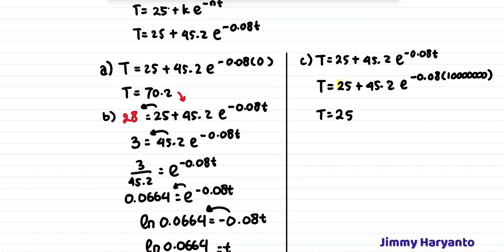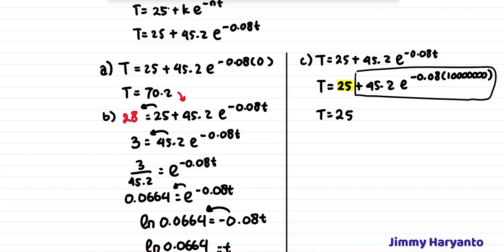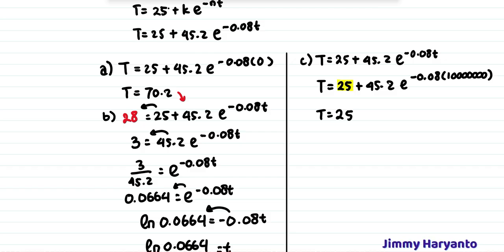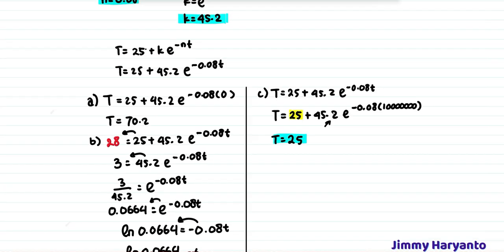Or you can tell that the room temperature will be the same as this one, because 25 is added with this function, yeah. This function will make the 25 increasing, and this function altogether will make the 70.2 decreasing, yeah. I think that's it for the C. I hope that you can understand it, yeah. It's a little bit weird for the question C.